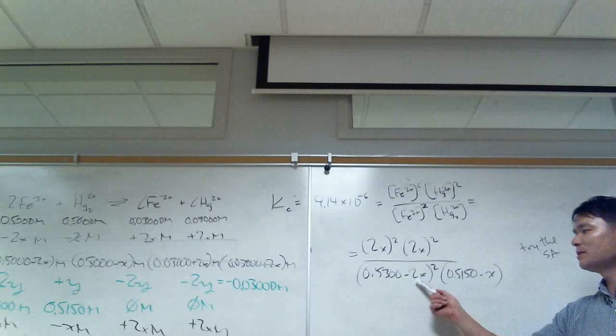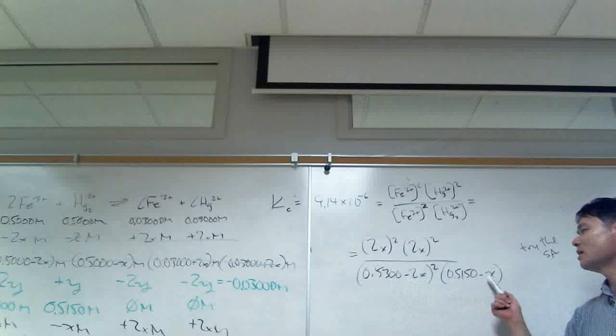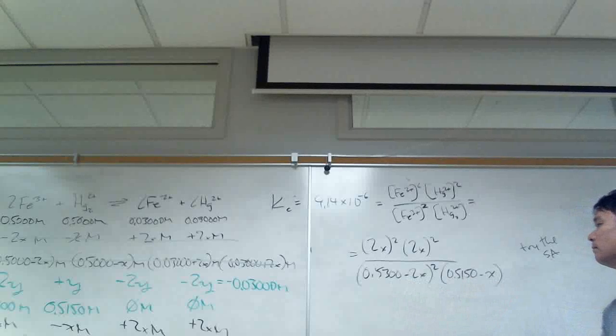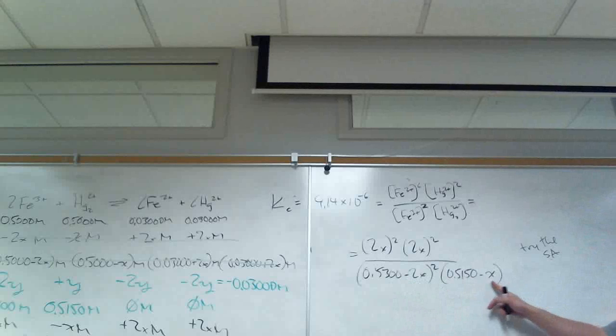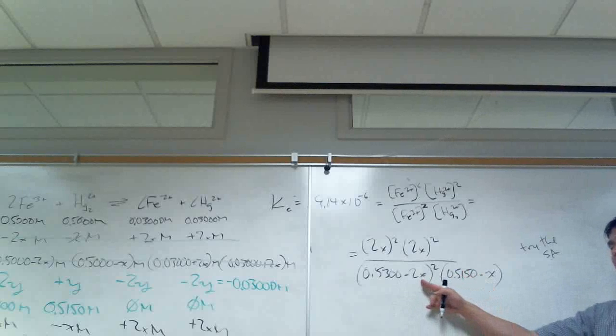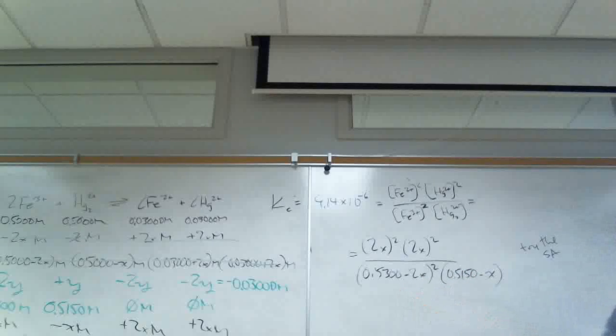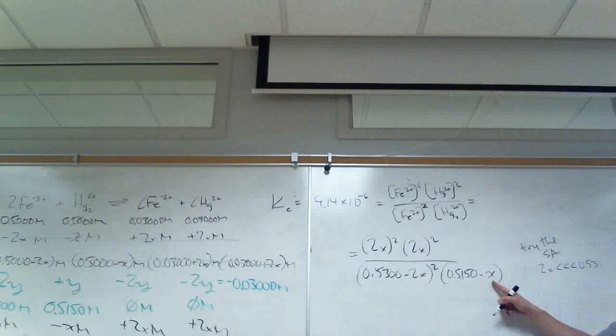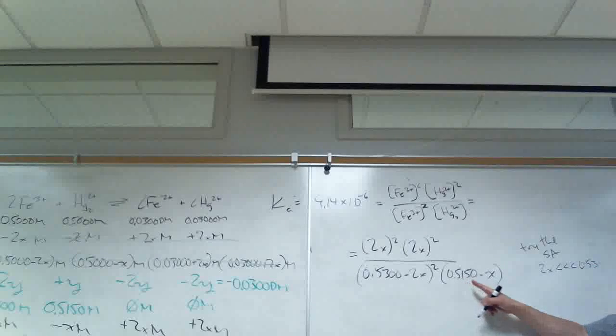And so which one is a bigger percent change? 2x from 53 or x from 5150? Well, 53 and 51 are close. And so it's actually going to be 2x from 53 is going to be a bigger percent change. And so what we'll say is 2x is going to be much smaller than 0.53. If 2x is much smaller than 0.53, it's definitely got to be a lot smaller than 0.51. Does that make sense? We'll do a calculation to prove that later.